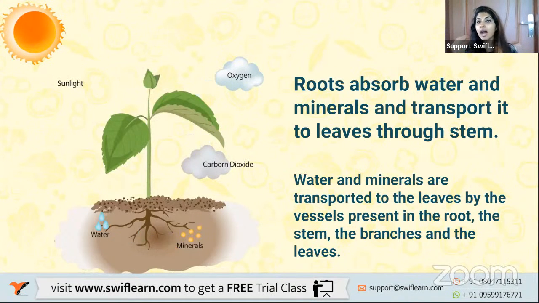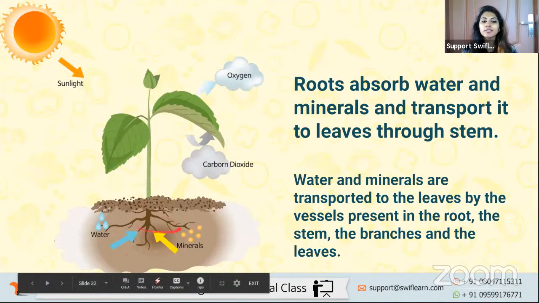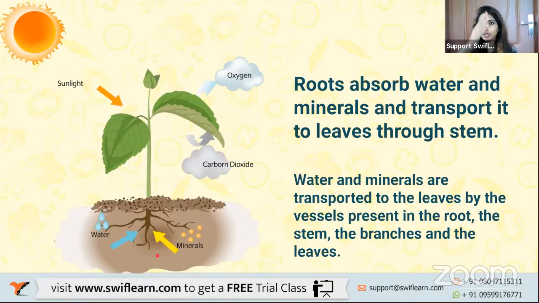So you all know that plants have vessels all throughout from the root. These vessels are mainly used for the transportation of food, water, and minerals. Okay. So these vessels will help in the transportation towards the leaves. So from the root, the nutrition and everything will be going up to the leaf by the vessels that are present in the plant.